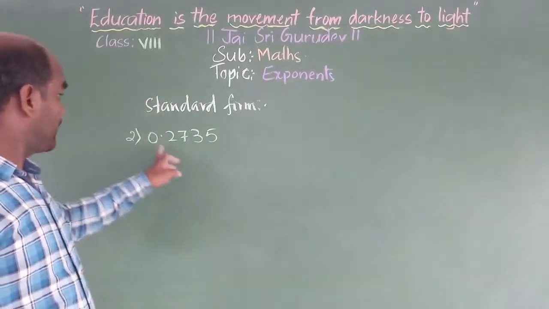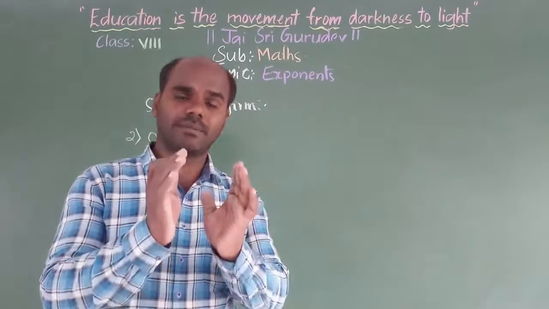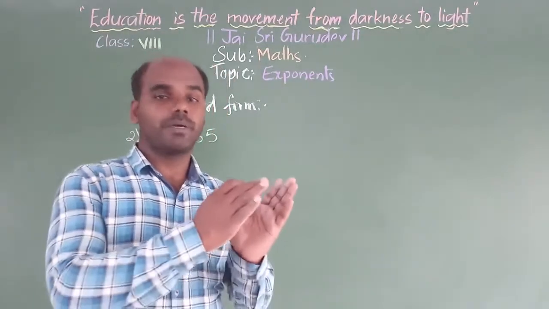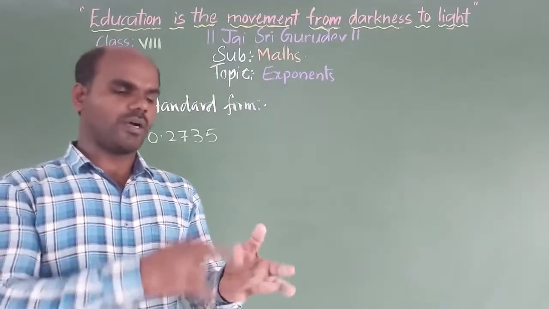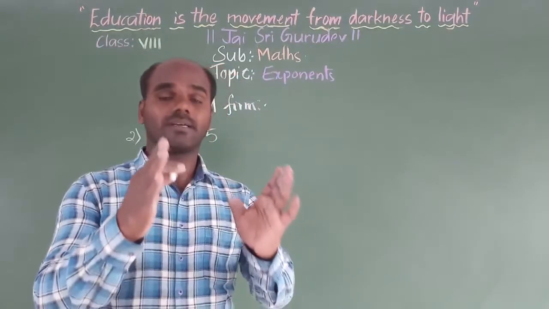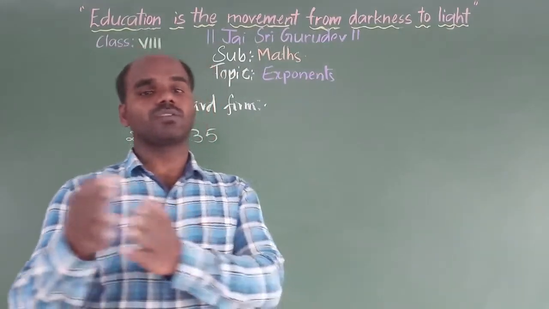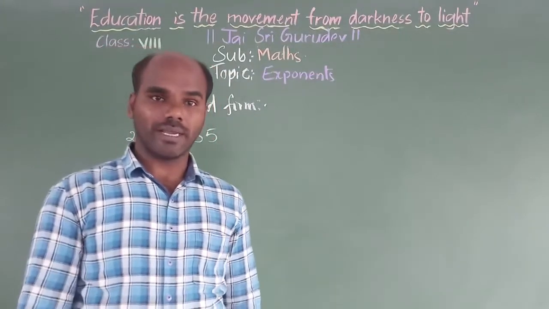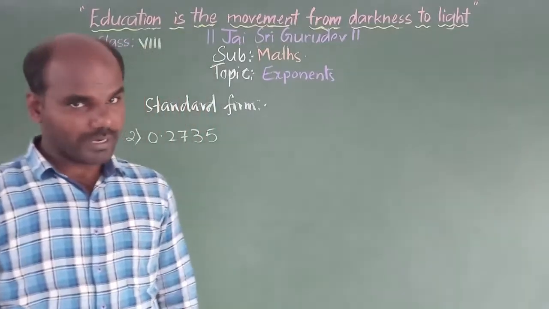Here we have 0 point, but the standard form must lie between 1 and 10 only. That means 1, 2, 3, 4, 5, 6, 7, 8, 9. Only between them can we take the number. We should not take it as 0 and we should not take it as 10. So 1 to 9 only we have to take.